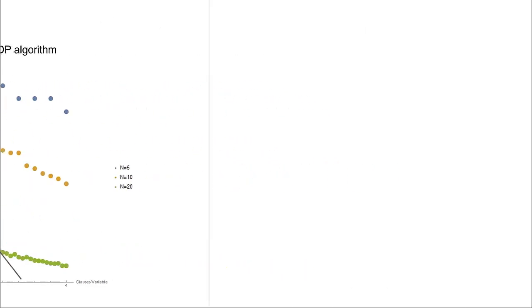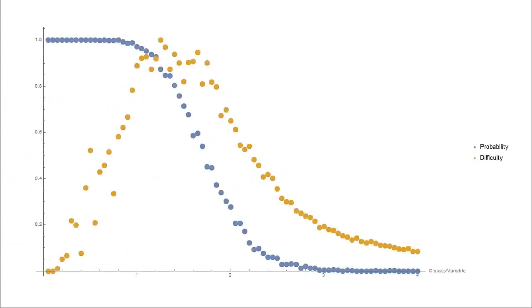It's easier to see the effects when we overlay the plot of difficulty on top of the probability plot. Here it becomes clear that there's a critical value for the ratio of clauses per variable, where not only is the difficulty of the problem solving increased, but also the actual satisfiability of the problems is changed.